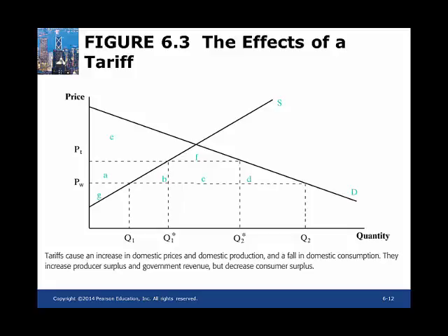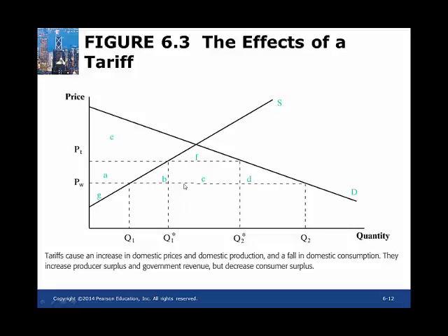Figure 6.3 shows the effects of a tariff. Look at here. Each point on the demand curve shows the buyer's willingness to pay. In another word, how much the buyer values the good. Each point on the supply curve shows domestic supply and their cost. Here, this country is importing this good at price PW. So look at the graph.